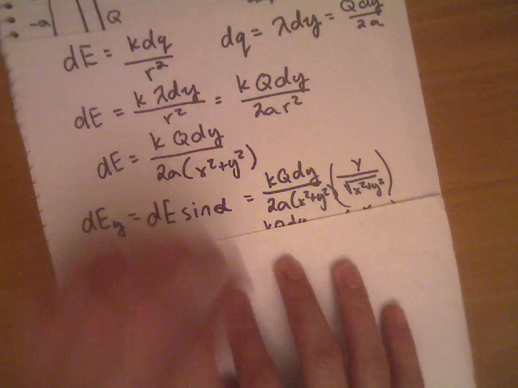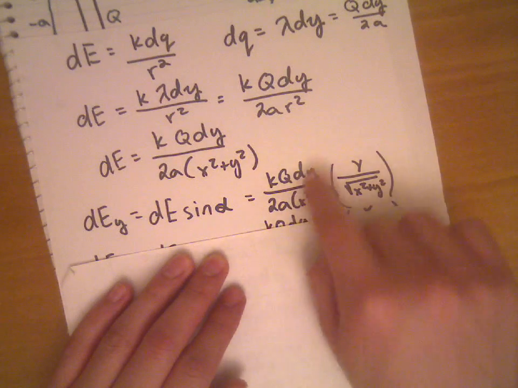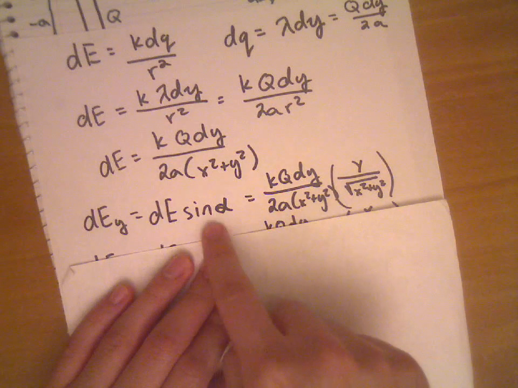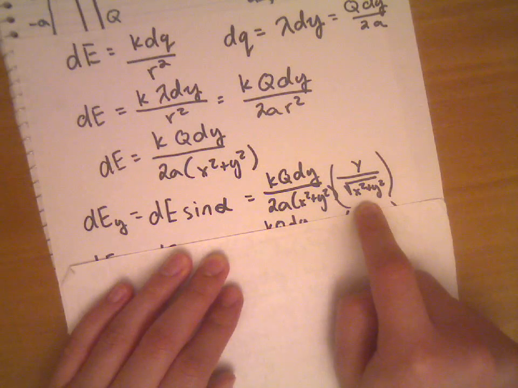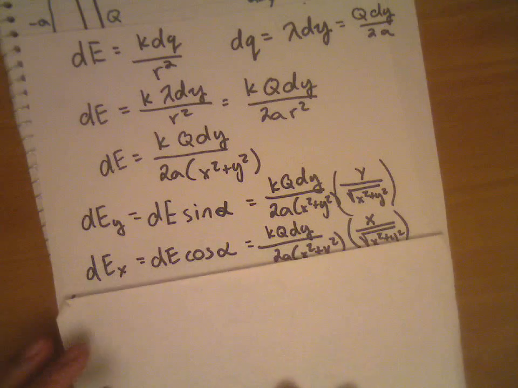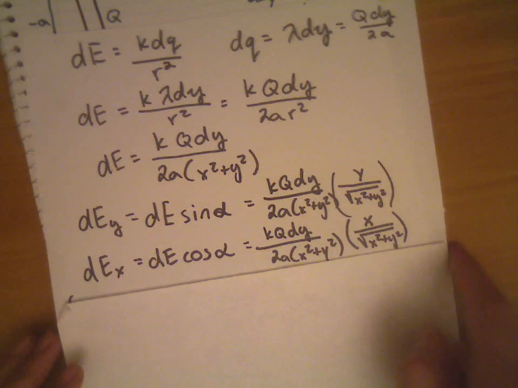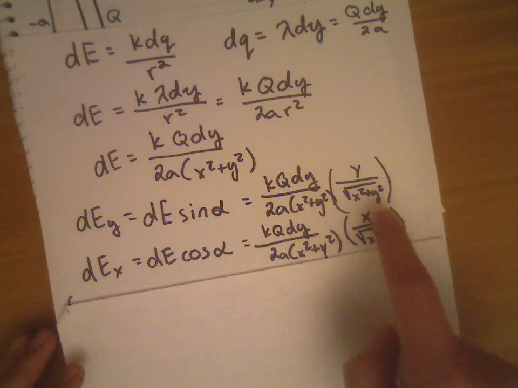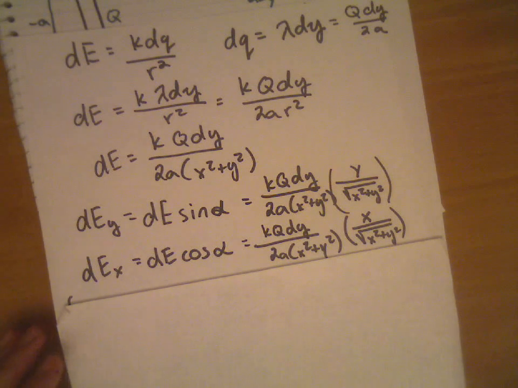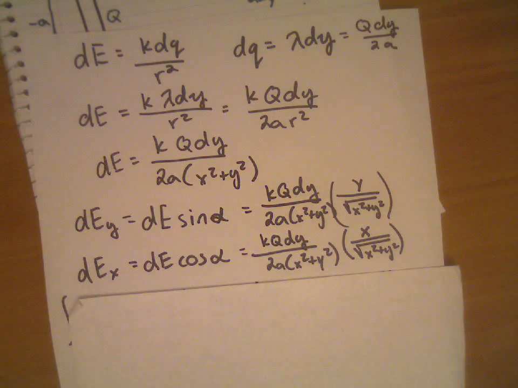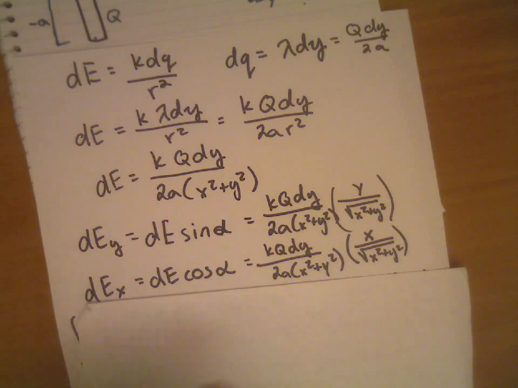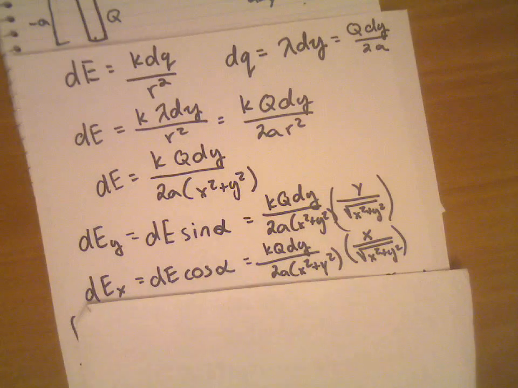So if we just plug that in, we get our equation from here, dE times sine alpha, which is y over the square root of x squared plus y squared. Same thing with cosine. The only difference is it's adjacent over hypotenuse, so it's x over the square root of x squared plus y squared. Alright, from here we want to integrate from negative alpha to alpha, since we are integrating with respect to y.